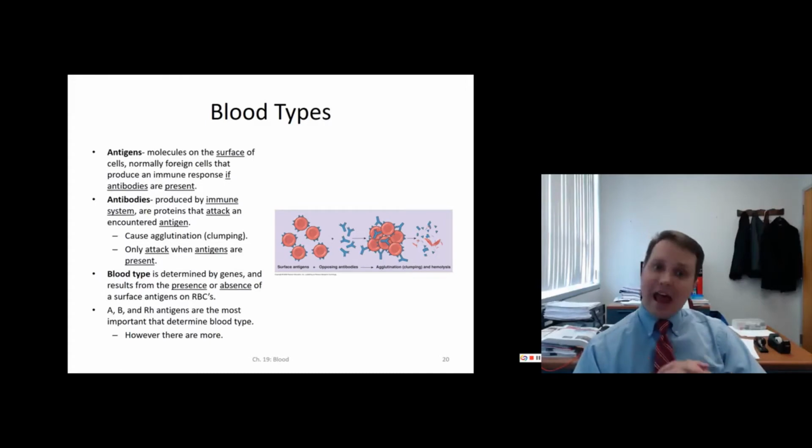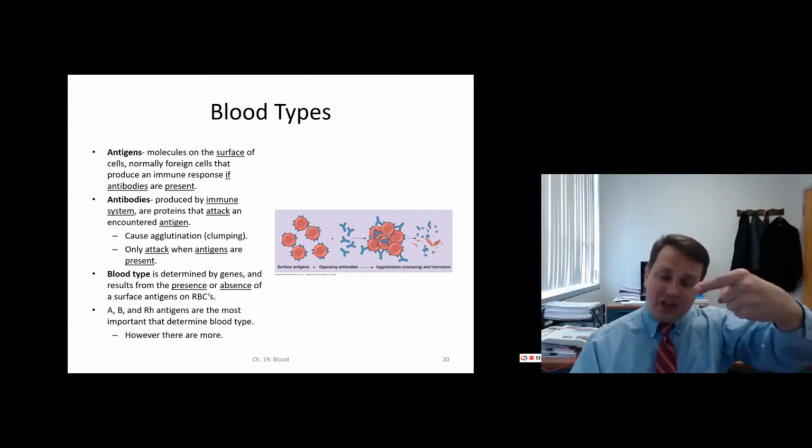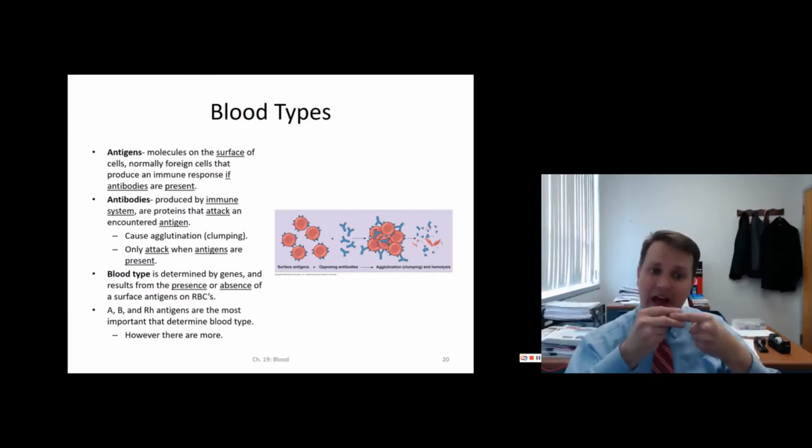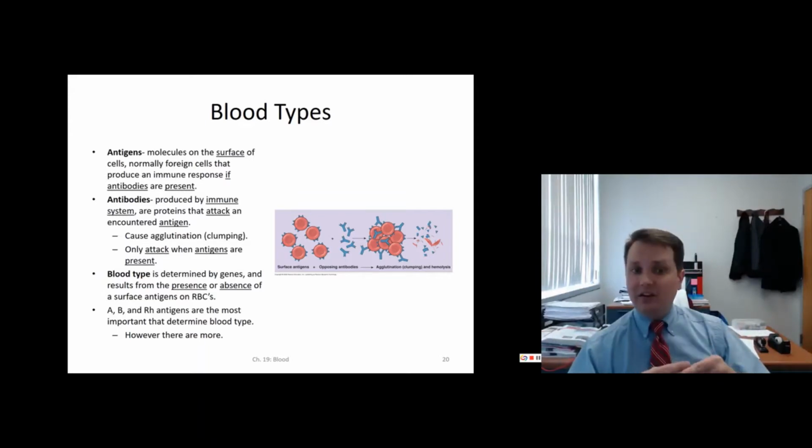And the antibodies attack antigens, so that means I've got to get antigen and antibody together in the same place. So an antibody only attacks when there is an antigen. And what it does is, you can see here, where the antigens on the red blood cells and their opposing antibodies are present, they will cause a clumping and ultimately result in hemolysis. This is referred to as an agglutination.